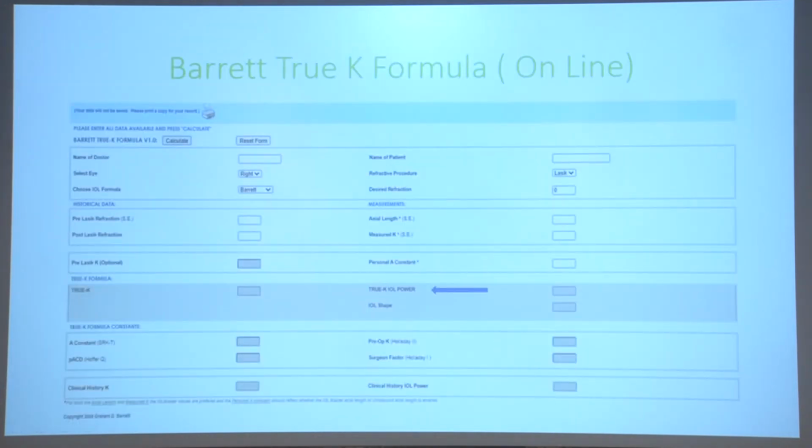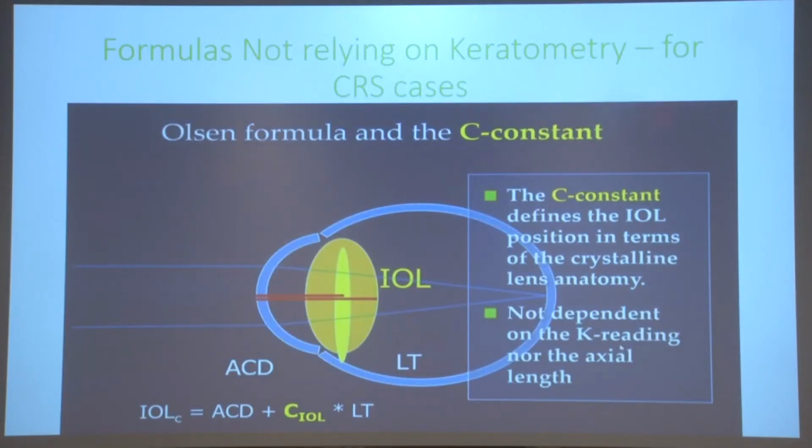Very important again is the Barrett True K formula, and this is something where the True K IOL power is used, which comes from the IOL Master 700. Let's talk briefly about the formulas which are not relying on keratometry, especially for the corneal refractive surgery cases. The one very important and frequently used is the Olsen formula. Why? Because of the C constant.